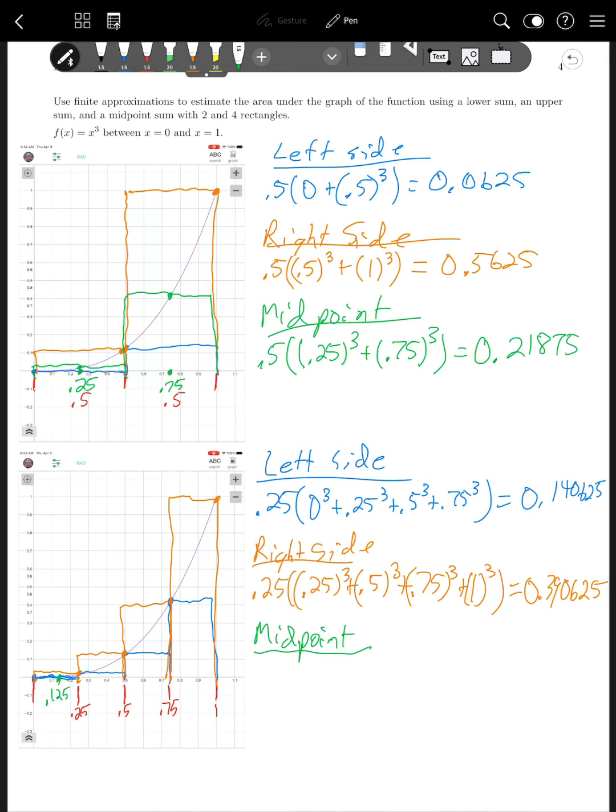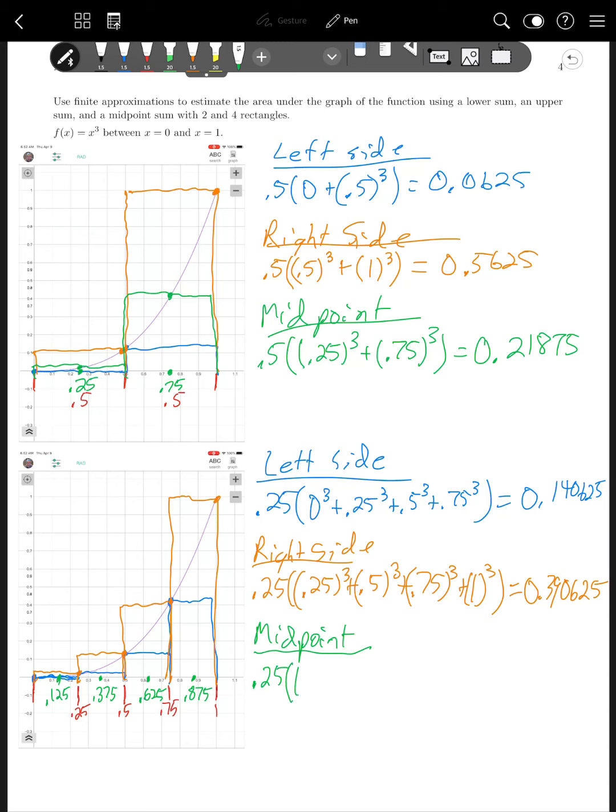And then for the last one, we need to find the midpoint ones. So you're just going to find the midpoint of each one of these regions, and that's what you're going to plug in for the function. So the midpoint between 0 and 0.25, you can just add those two together and divide by 2 to find that. So that's 0.125.